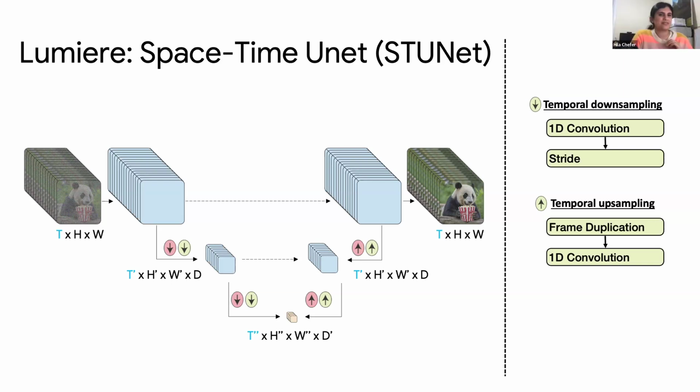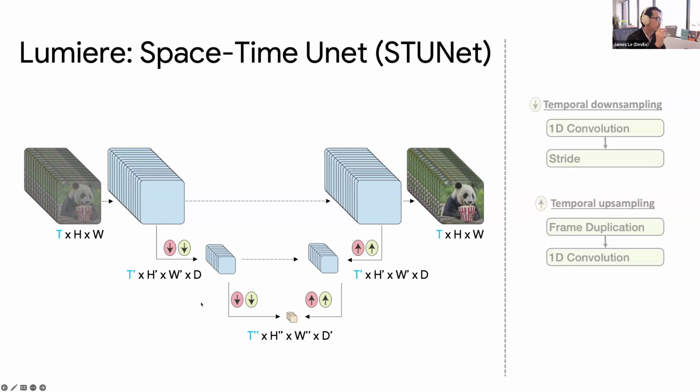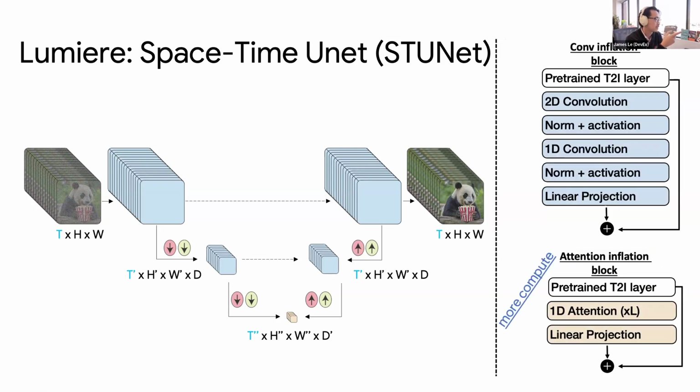Okay, I can ask something, just maybe curious. I think there was a slide right before this where you mentioned a specific part of the architecture that requires more compute. Yeah, attention inflation block versus convolutional inflation block. Can you elaborate on this point? Why does the attention one require more compute?